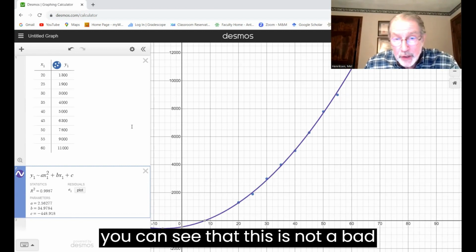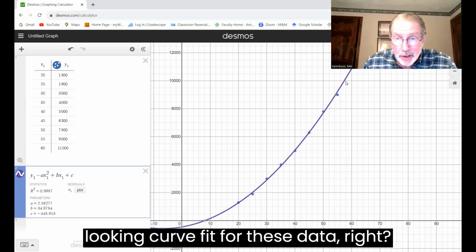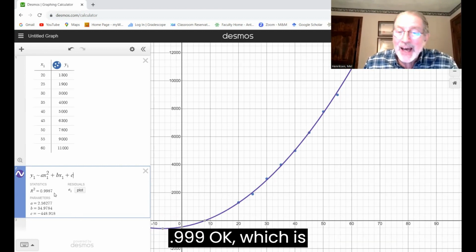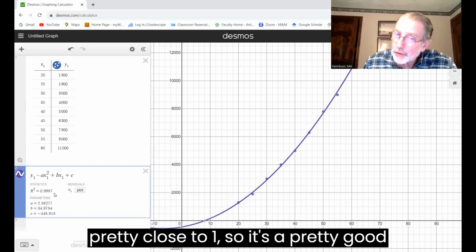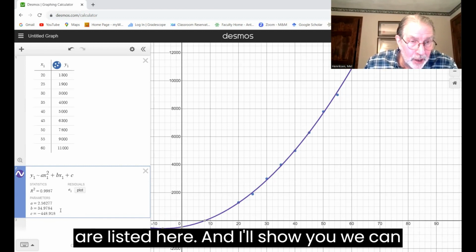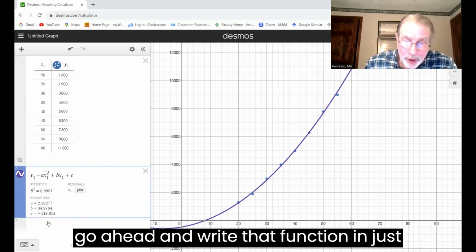And you can see that this is not a bad looking curve fit for these data, right? The R squared value is 0.999, okay, which is pretty close to 1. So it's a pretty good curve fit. The parameter values are listed here. And I'll show you, we can go ahead and write that function in just a moment.